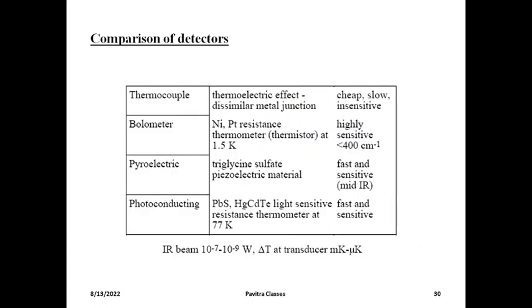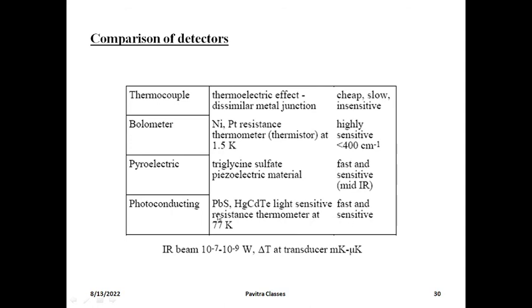So this is the comparison: thermocouple, bolometer, pyroelectric and photoconducting. Photoconducting detectors are the most used detectors in IR. Thermocouple: thermoelectric effect, dissimilar metal junctions, very cheap, slow and insensitive. Bolometer: nickel or platinum resistance thermometer at 1.5 K, highly sensitive at more than 400 centimeter inverse. Pyroelectric: triglycine sulfate, a piezoelectric material, fast and sensitive in the mid IR.